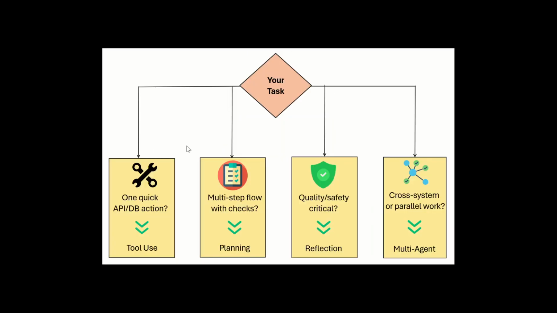To help you pick the right pattern, this is a quick chooser you can use. If you need one quick API or DB action, you can go with the tool use pattern. For multi-step flows, you can go ahead with the planning pattern. If you need quality or safety, then you can use the reflection pattern. And for cross system or any other parallel work, you can go ahead with the multi-agent pattern. Here, just remember, you need to start simple, and add structure only when it boosts reliability, safety, or scale.